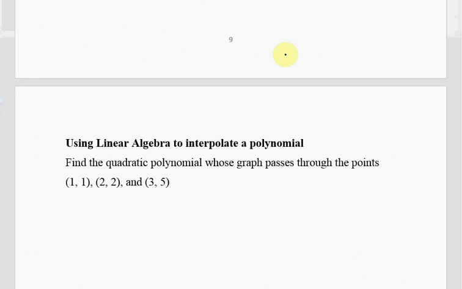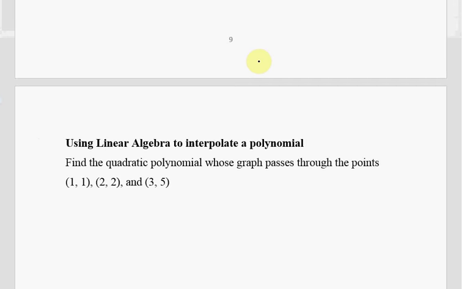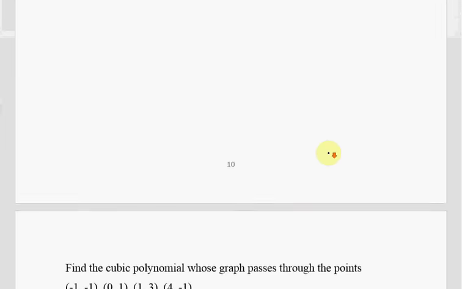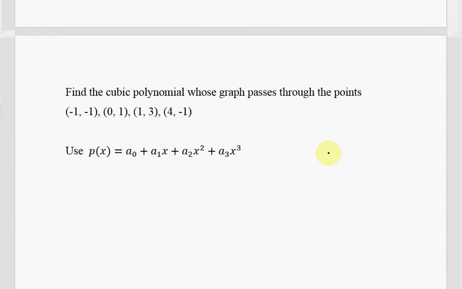Use linear algebra to interpolate a polynomial. Two examples here. Let me go to the larger one. For the first one, find the quadratic polynomial whose graph passes through the points. So you want to end up with some polynomial looking like a0 plus a sub 1 times x plus a sub 2 times x squared. I'm going to go on down to this big one because that's a cubic function, so there's more to do there. This one is pretty straightforward, not as much work involved as the one down here. So let's see what they're talking about.